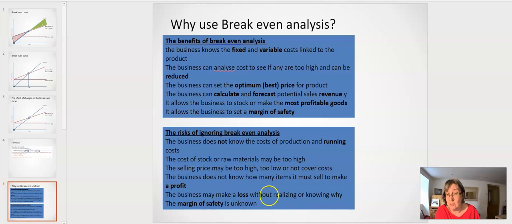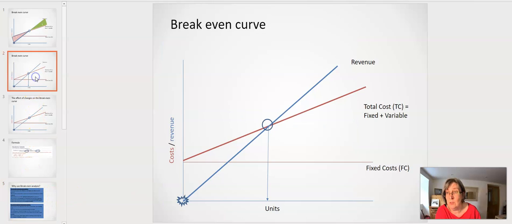A business may make a loss without realising it. If you're just selling things and you don't know your costs, you don't know that you perhaps are running your business at a loss. And you don't know whether you are making a margin of safety. You don't know how many you want to sell over and above the break-even point to give yourself a safety margin, a margin of safety.